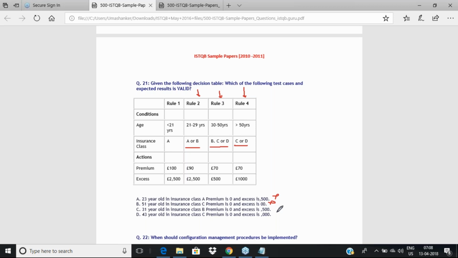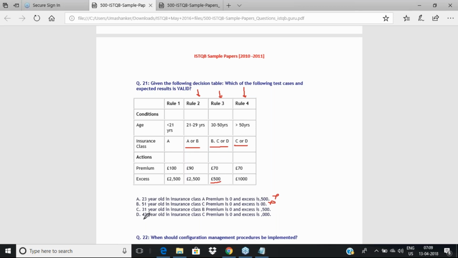all the options have premium 0. 31 years old, insurance class B, premium is 0. Excess is 500. Excess 500 is correct, but premium is 0. In the first two options, even excess is wrong, right? For example, for 23, excess is 2500, so straight away wrong. For B, excess is 0, straight away wrong. At least in C, excess is correct. So he's saying excess is correct, but premium should be 70.